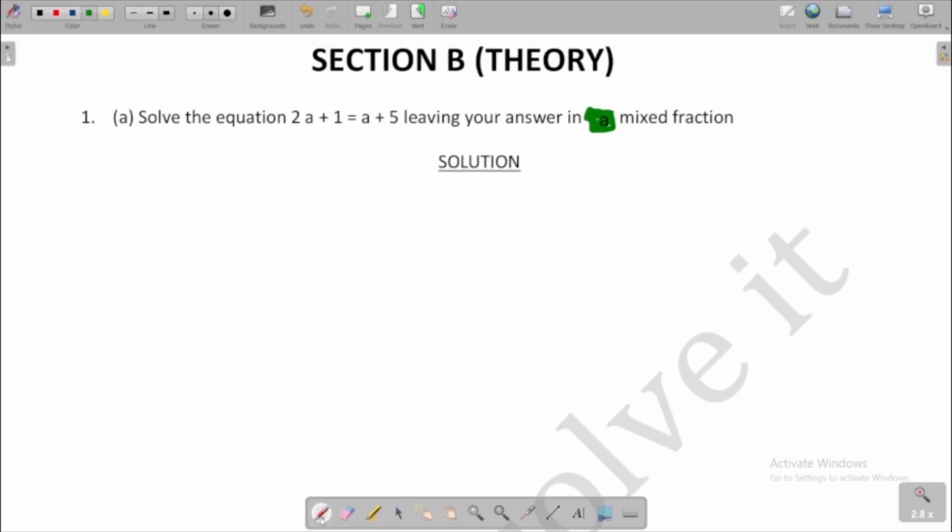Now this is Section B, theory, Beckett 2018 examination. So we'll be looking at the solution.